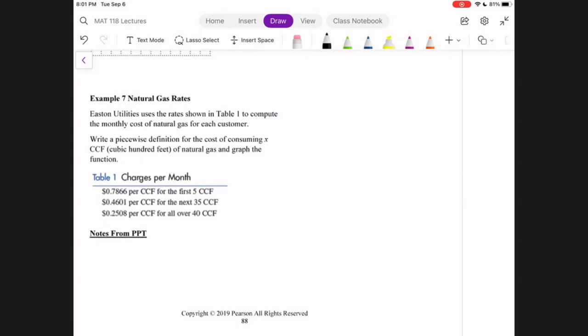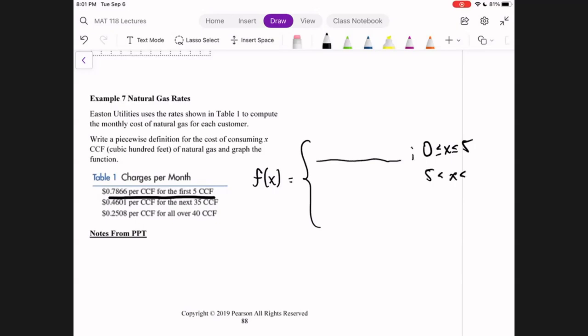So you pay this much for the first 5, right? So your f of x. So we know for the first 5. And then after that, for the next 35, we have to figure out what the rule would be here. And then for the next 35, that means we have to go to 40. And then if we're over 40. So we have to figure out what the rules would be. So let's look at this information that we have.